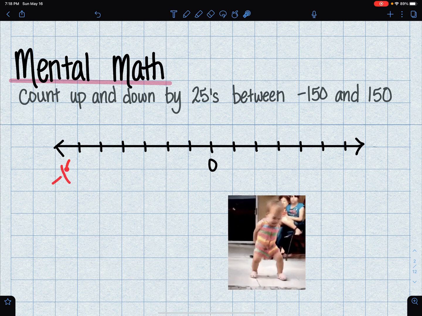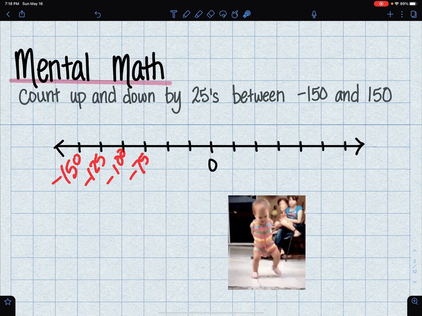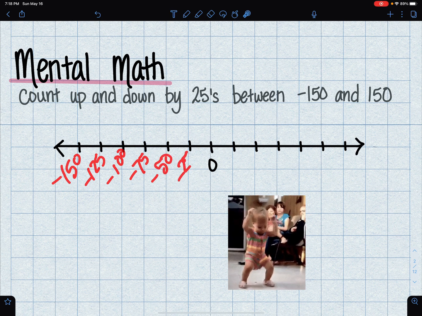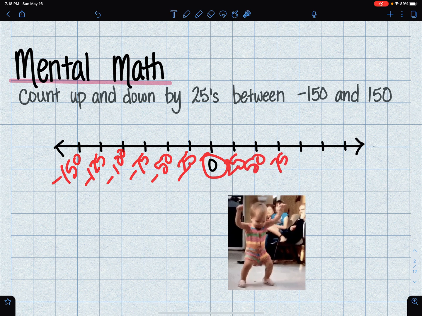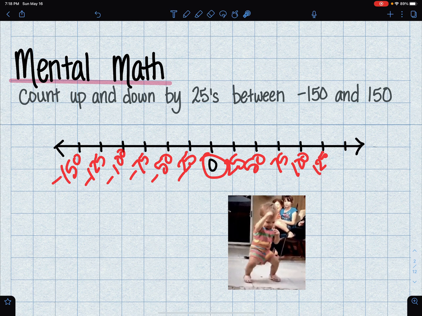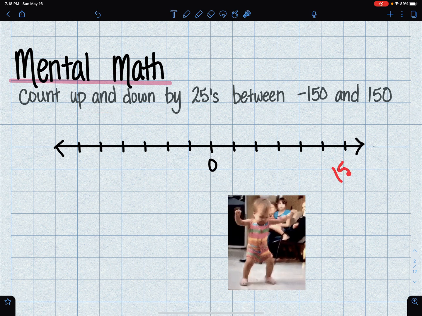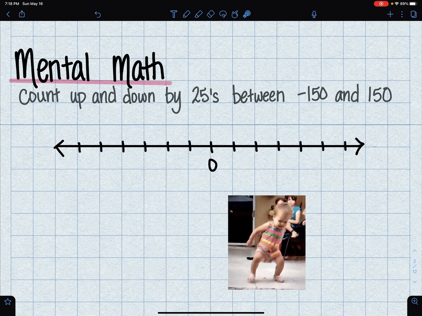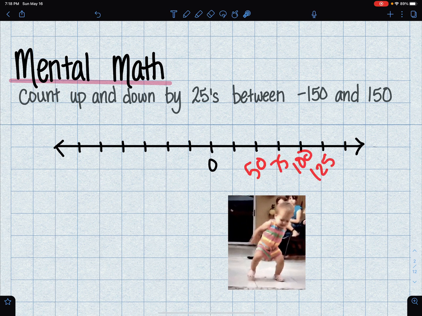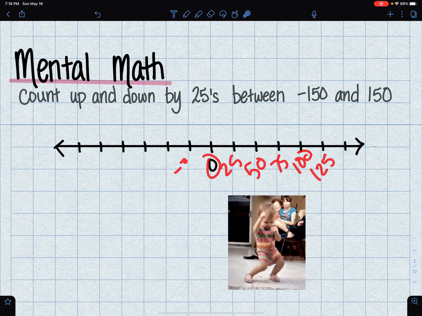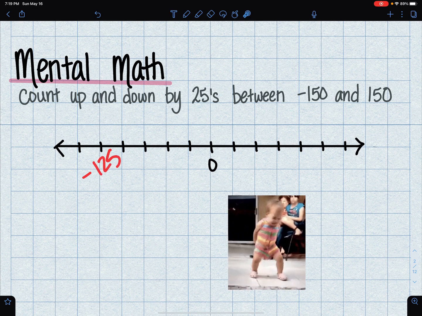So negative 150, negative 125, negative 100, negative 75, negative 50, negative 25, 0, 25, 50, 75, 100, 125, 150, and it says count up and down, so we got to go back down. 150, 125, 100, 75, 50, 25, 0, negative 25, negative 50, negative 75, negative 100, negative 125, negative 150.